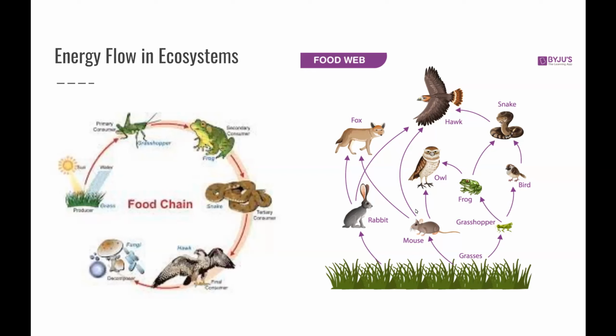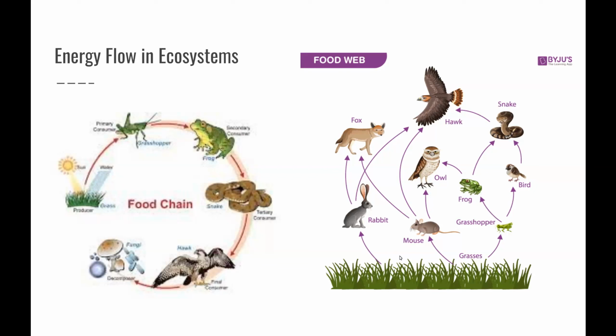Now let's talk about the energy flow. Remember that in the food web and the food chain, the arrows are pointing in the direction of the energy flow. Okay, so energy flows from the grass into the mouse, into the grasshopper, into the rabbit. And then energy from the rabbit flows into the fox and into the hawk. Okay, that's how it goes.